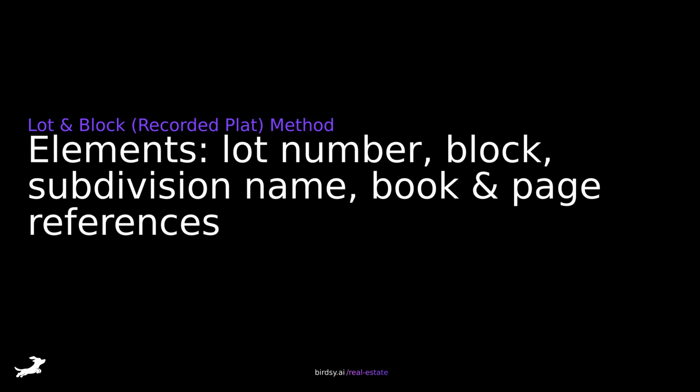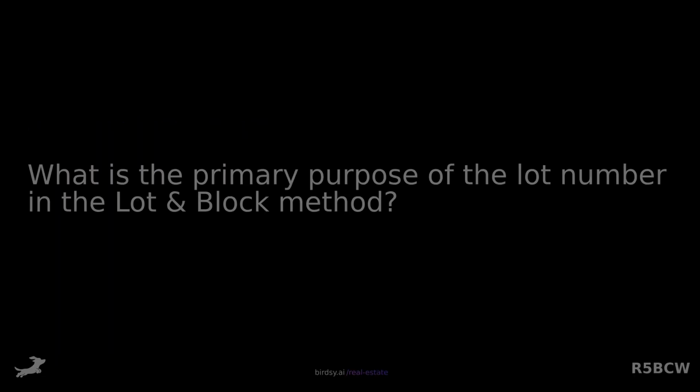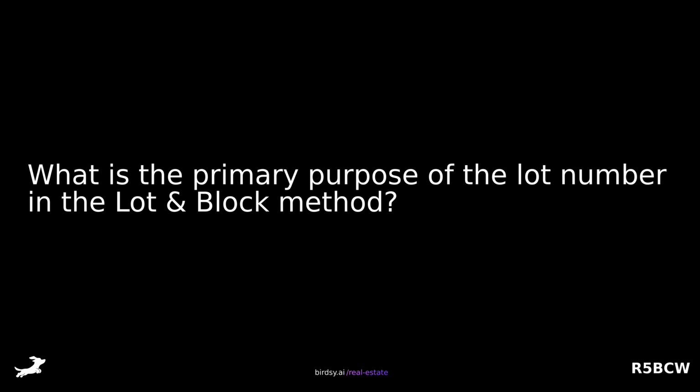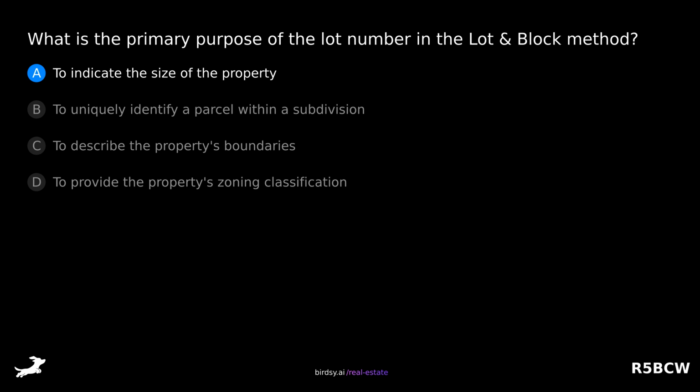Elements: lot number, block, subdivision name, book and page references. What is the primary purpose of the lot number in the lot and block method? Is it A, to indicate the size of the property? B, to uniquely identify a parcel within a subdivision? C, to describe the property's boundaries? Or D, to provide the property's zoning classification? The answer is B, to uniquely identify a parcel within a subdivision.